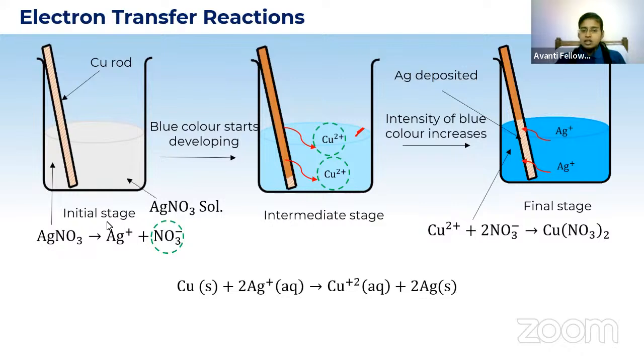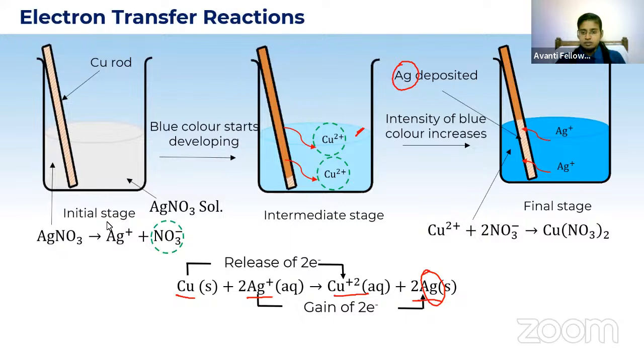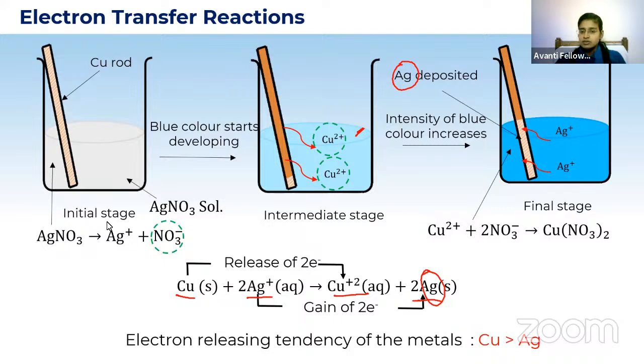So what happens finally? Initially we have a copper rod and Ag+ in the solution, and after some time copper is losing its electron and turning to copper 2+, and Ag+ is gaining the electron and it is getting converted to Ag. So copper is releasing 2 electrons and silver is gaining 2 electrons. Now the electron releasing tendency for these two metals, if you compare, copper has the more electron releasing tendency compared to silver.